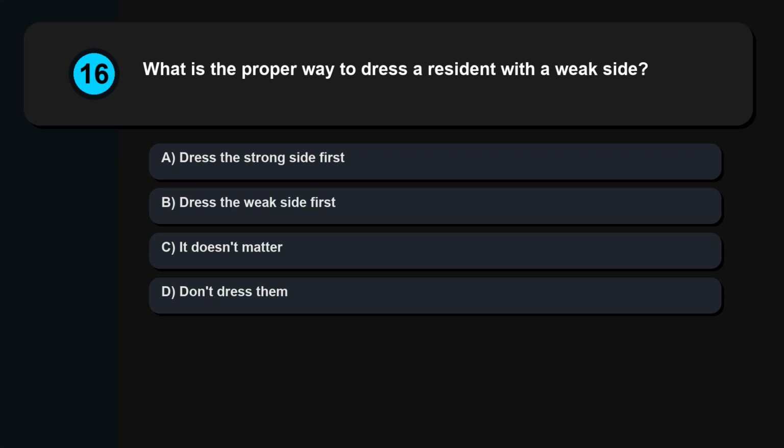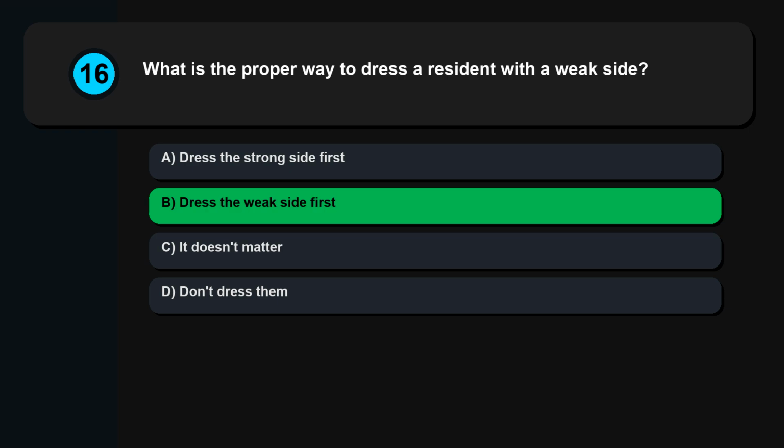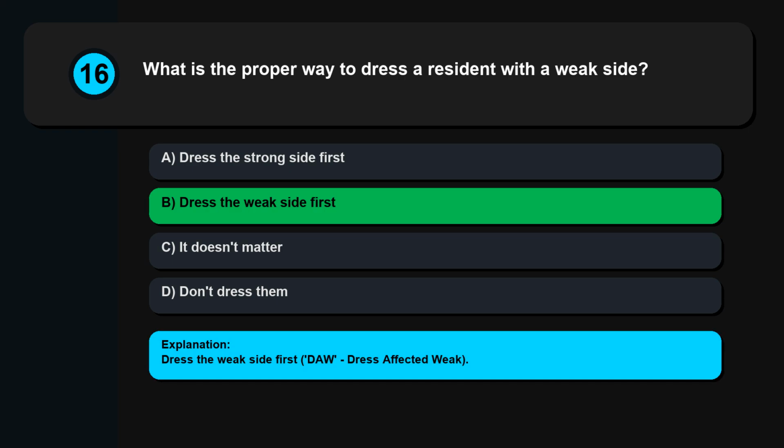Question 16. What is the proper way to dress a resident with a weak side? Dress the strong side first. Dress the weak side first. It doesn't matter. Don't dress them. Dress the weak side first.